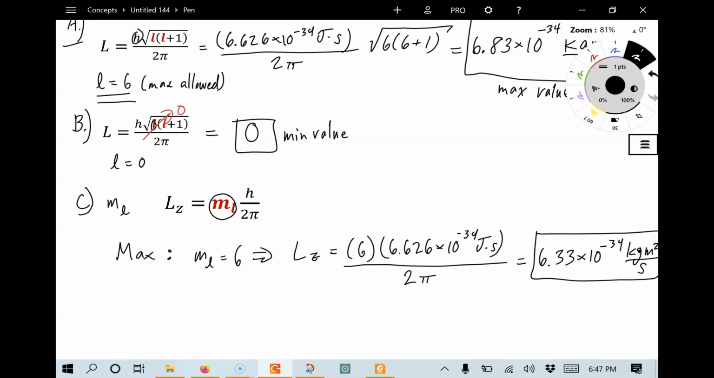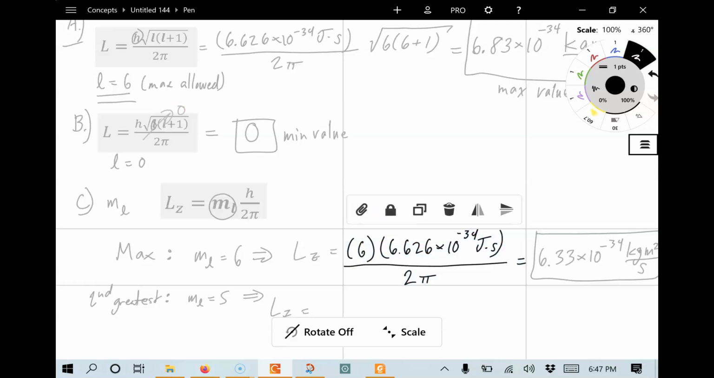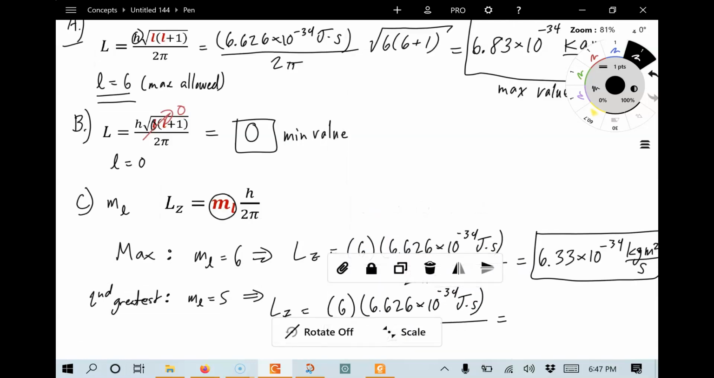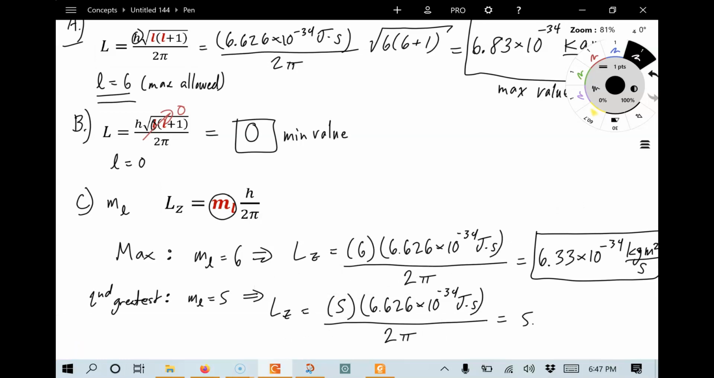And for the second greatest value of the capital L sub z, the z component of the angular momentum, that would be for the orbital where m sub l is equal to 5. In this case, it would be equal to, same equation. Now we just, instead of 6, we put in a 5. And that comes out to 5.27 times 10 to the minus 34th kilograms meters squared per second.